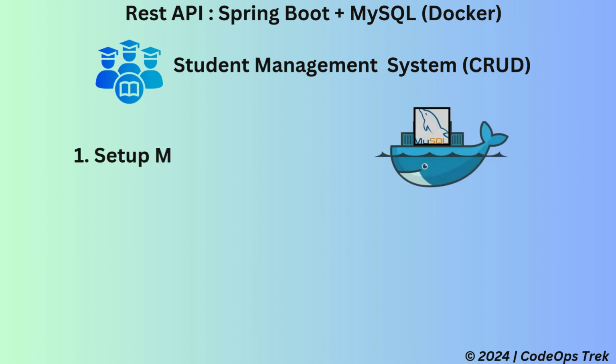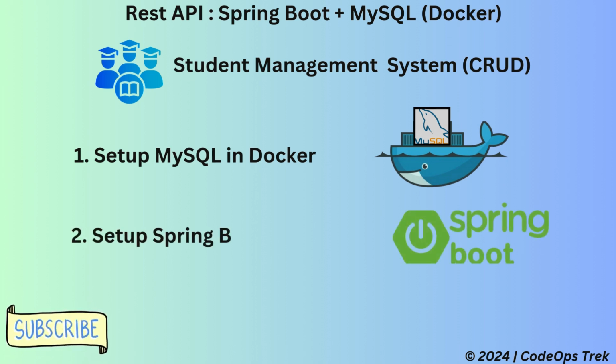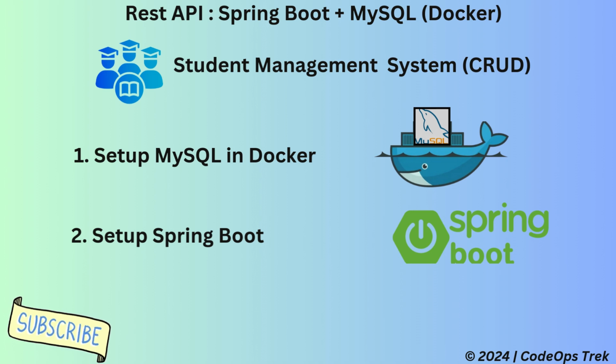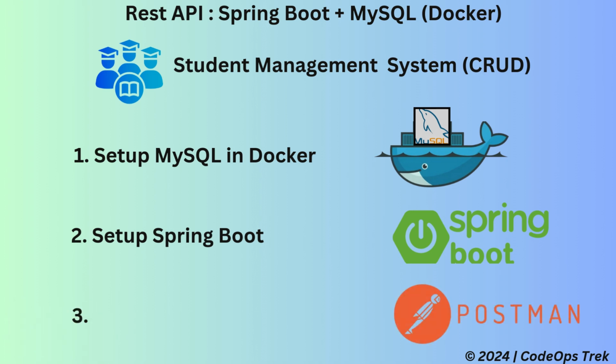First, we'll set up MySQL in Docker and create a database called Student Management. Second, we'll create a REST API in Java using Spring Boot. We'll cover everything, from models to data access layers, services, and controllers. Finally, we'll test everything using Postman to ensure our API works as expected. Let's start with setting up our MySQL database in Docker.